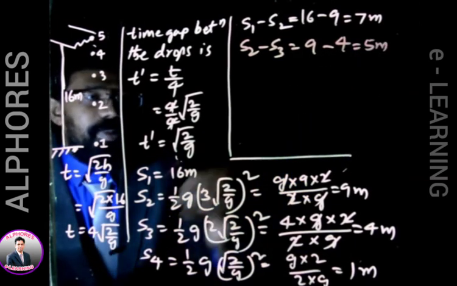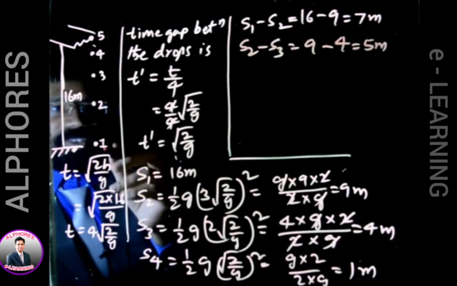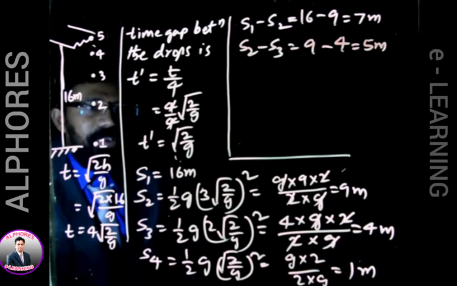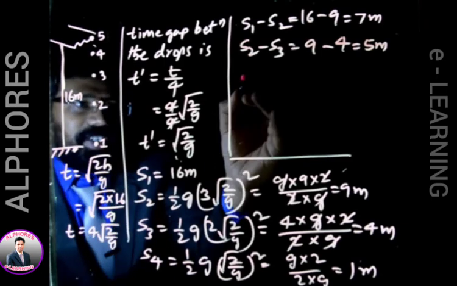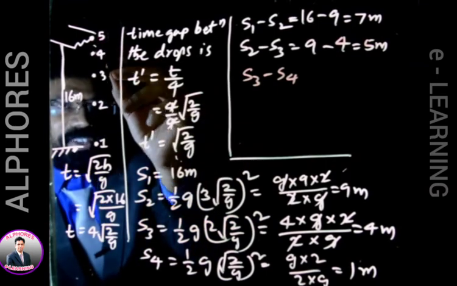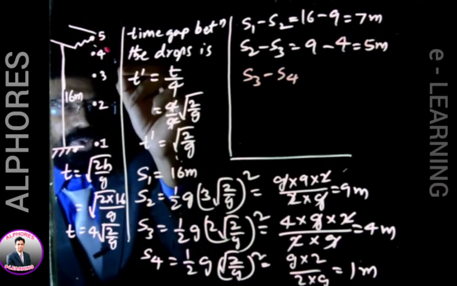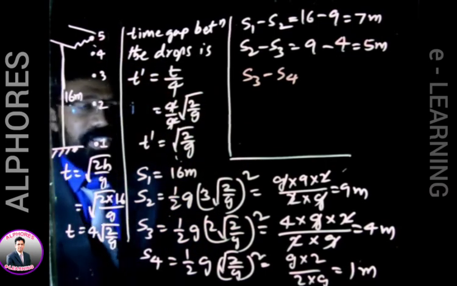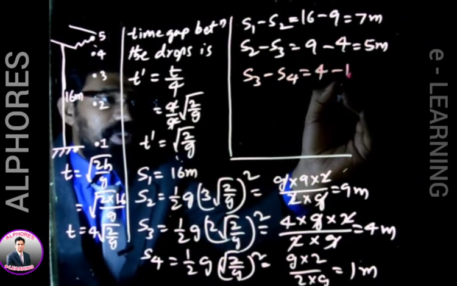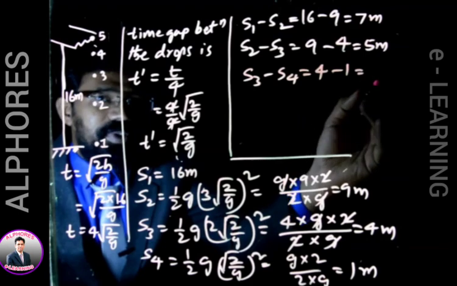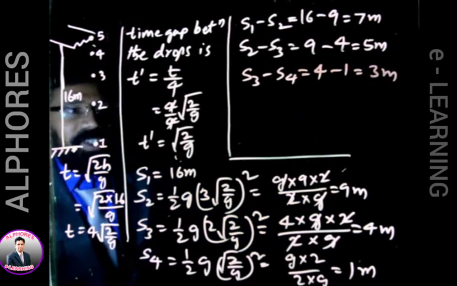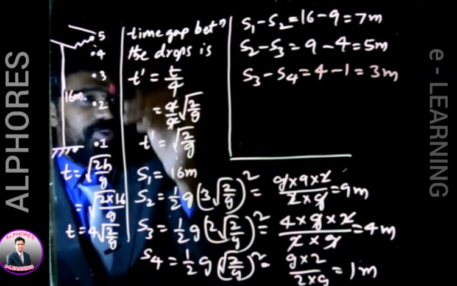5 meters. And the distance of separation between the fourth drop and the third drop, let us try to find that out. It can be written like this: S3 minus S4. The distance traveled by the third drop minus the distance traveled by the fourth drop will give us the separation between the fourth and third drop. S3 is 4. S4 is 1 meter. So 4 minus 1, what will you have? 3 meters.